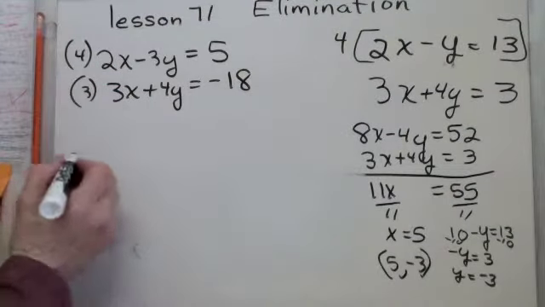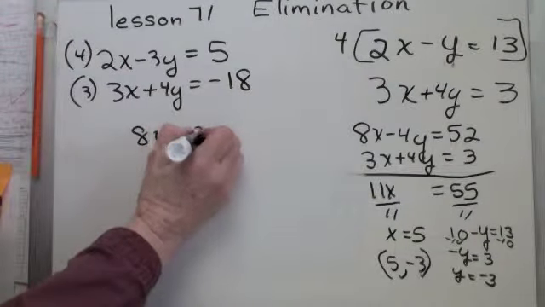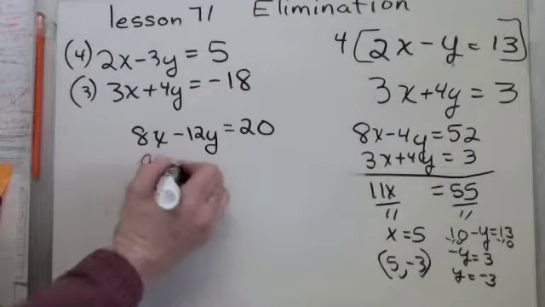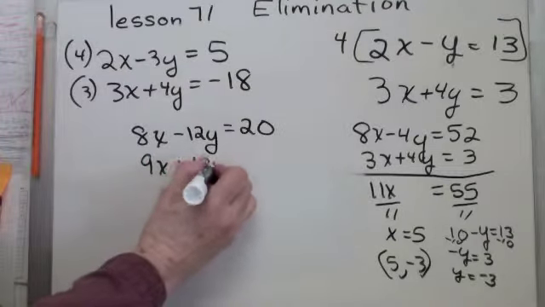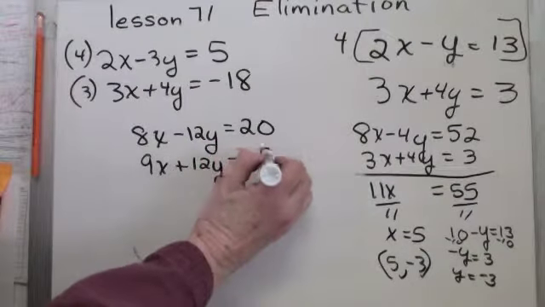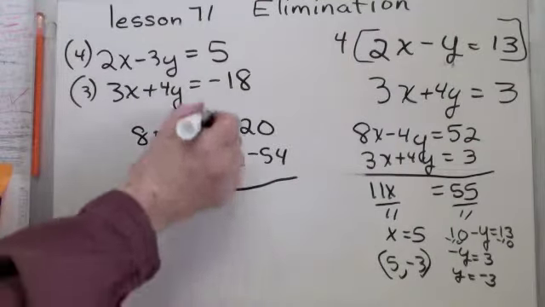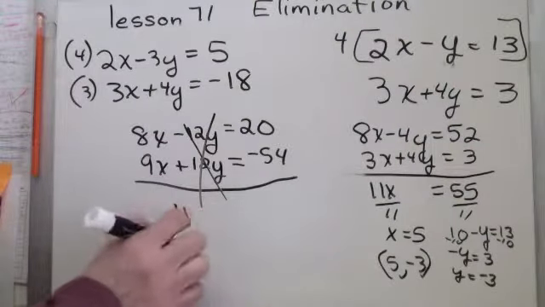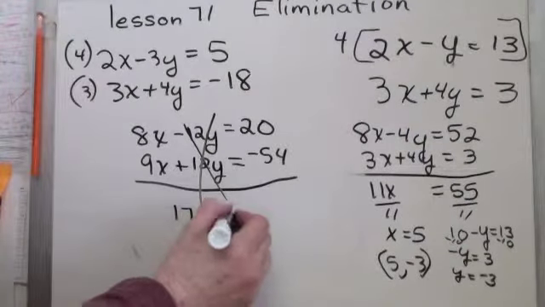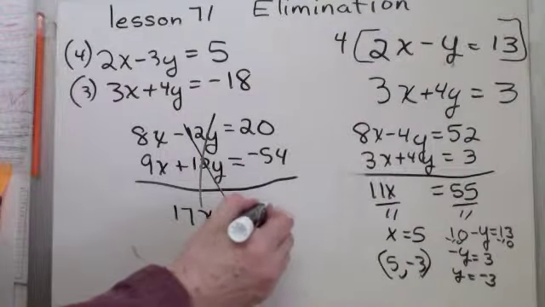So let's see what happens when I do that. That's going to give me 8x minus 12y equals 20. It's going to give me 9x plus 12y equals, 3 times negative 18, negative 54. Now when I add, you see what happens? The y's cancel out. So I get 17x equals negative 54 plus 20, which is negative 34.